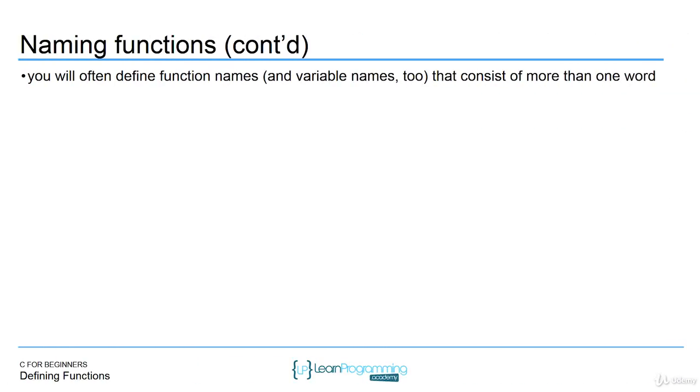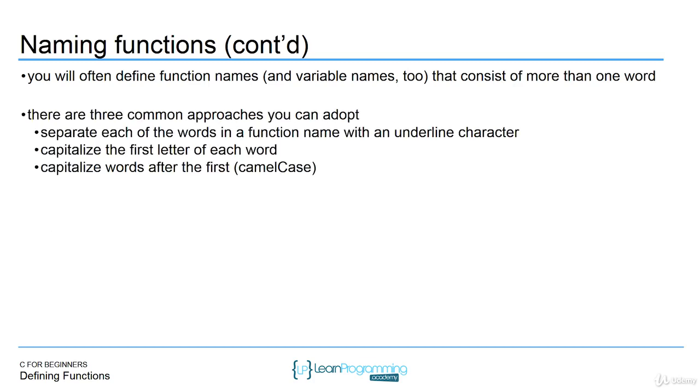You will often define function names and variable names too that consist of more than one word. So now I want to talk a little bit about just coding style. You've probably noticed when I've written my code that I use camel case. There are 3 different ways you can write the names of your variables and functions. You can separate each of the words in a function name with an underline character. It's one approach. You can capitalize the first letter of each word, or you can capitalize words after the first word. And you still have to string them together.